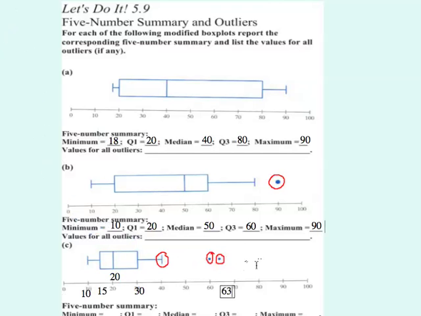Okay, now what are my suspected outliers? Well, my outliers appear like they're at 60 and 63. It looks like I've got two outliers in this case.